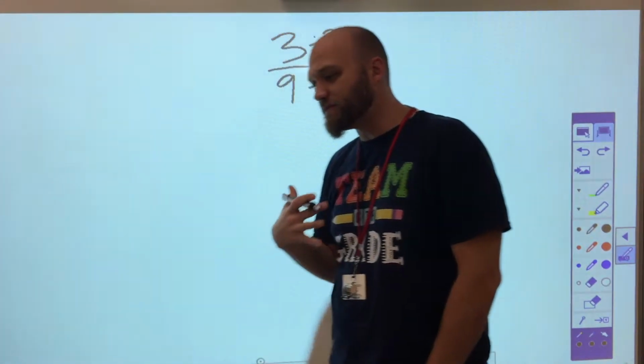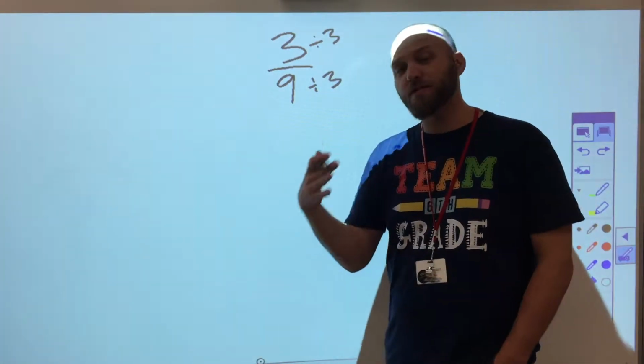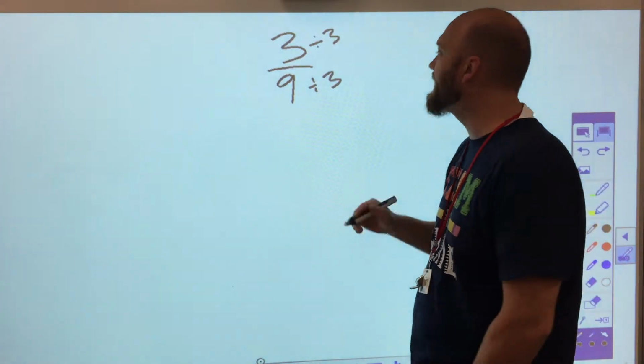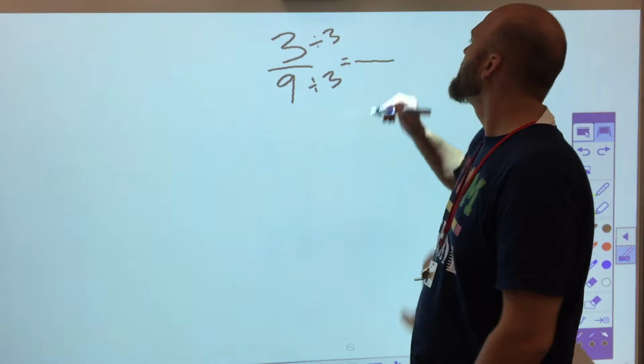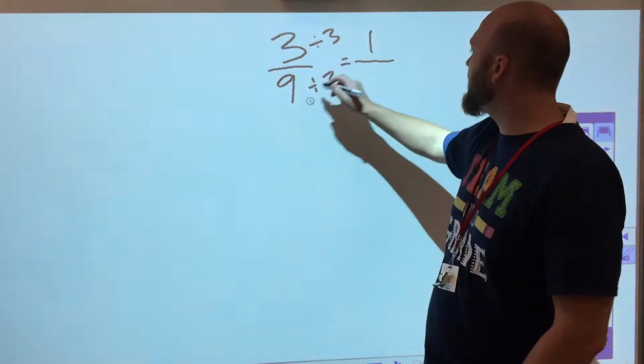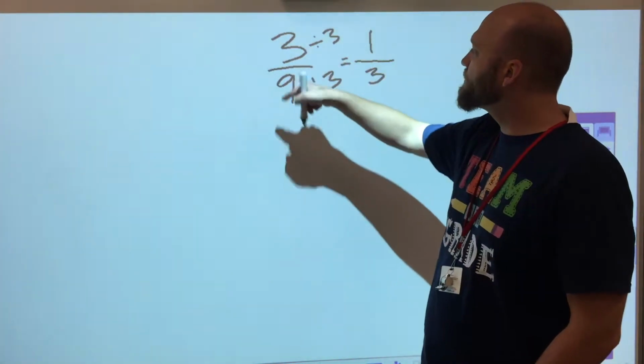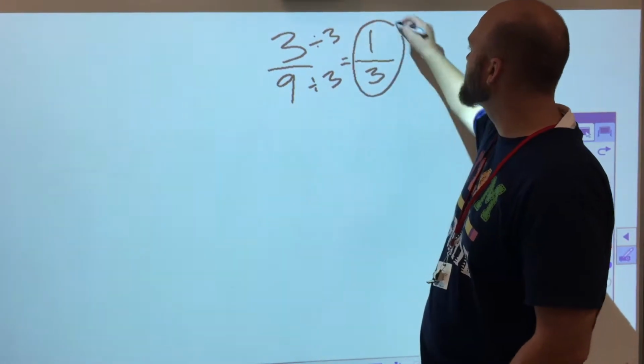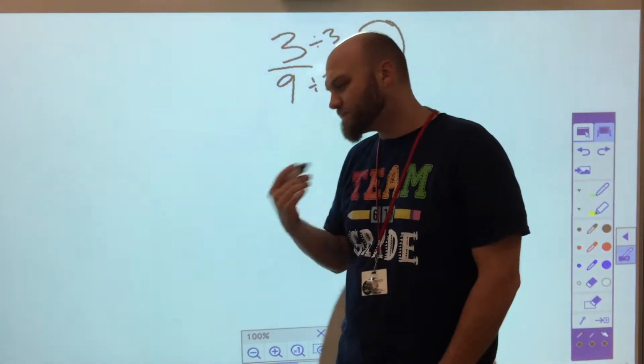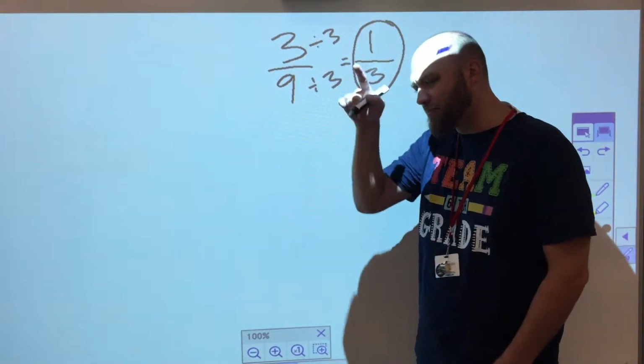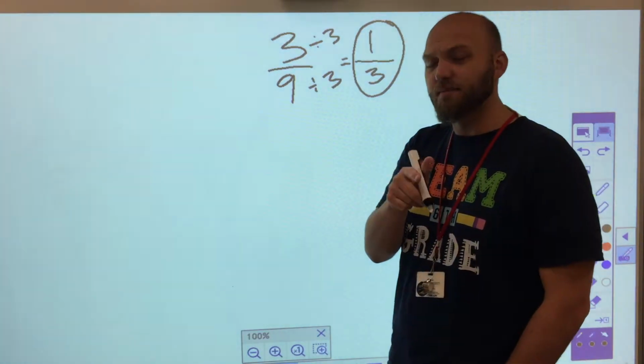Whatever I do in these fractions, whatever I do to the top, I have to do to the bottom. Whatever I do to the bottom, I have to do to the top. 3 divided by 3 is 1. 9 divided by 3 is 3. So 3/9 will simplify to 1/3. So I can go up and down vertically simplifying my fractions.